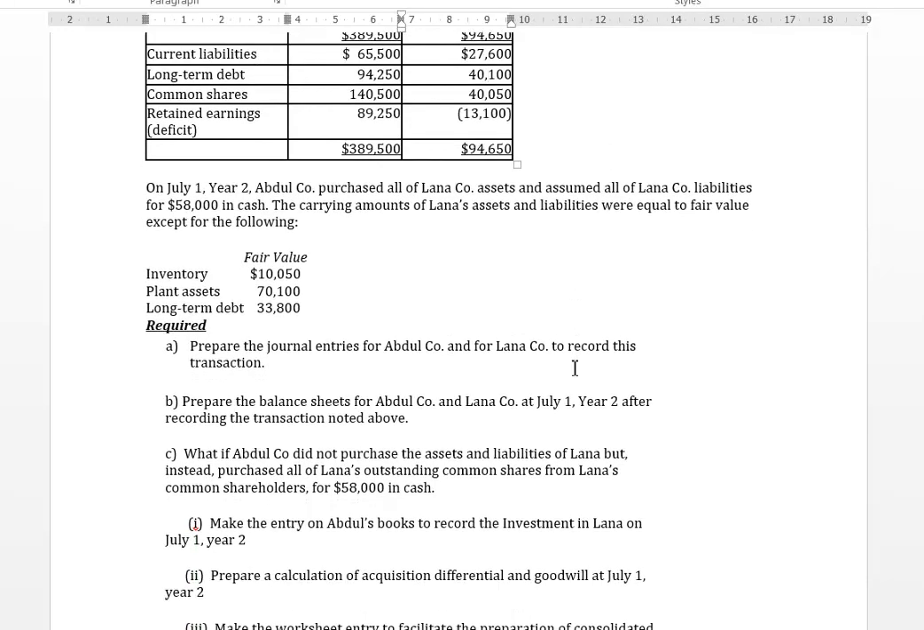So what we did in the part 1 video is we recorded the journal entries for a purchase of net assets. We recorded the entries that Abdul would make and that Lana would make. And we also did the separate entity balance sheets for Abdul and Lana after the business combination took place through a purchase of net assets. Now, you remember with the purchase of net assets, one of the key things we said is that Lana is now going to wind up. Why? Because they have nothing more than the $58,000 in cash that Abdul gave them to operate their business. So we went through that in part 1.